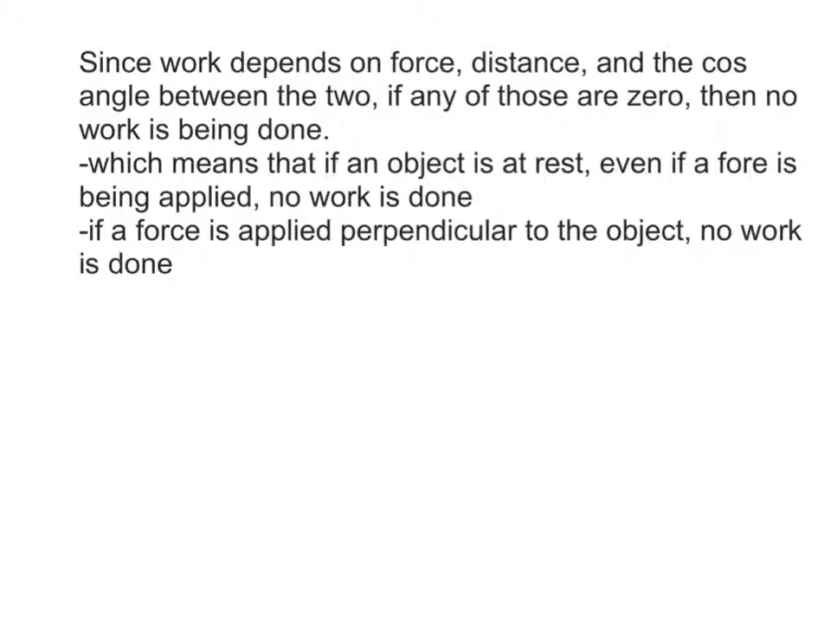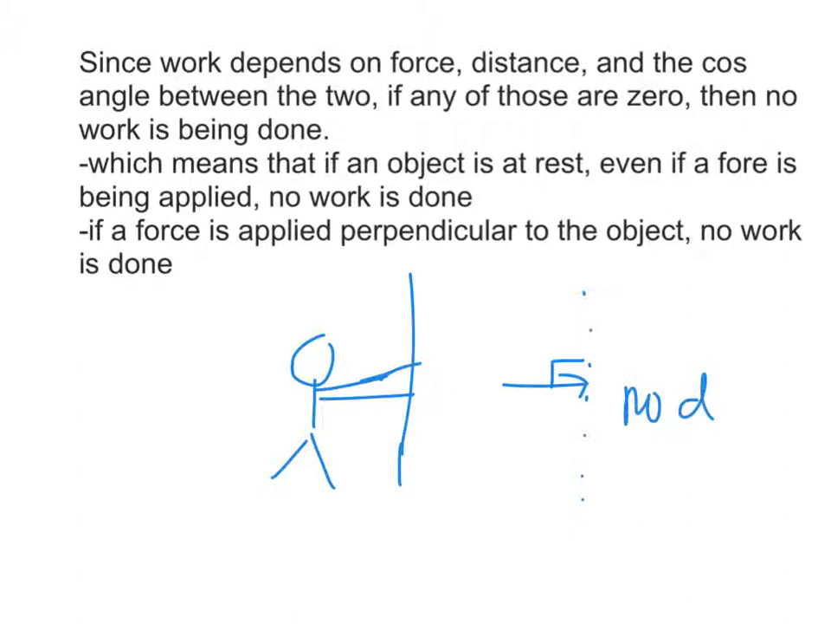And then because the cosine of 90 degrees is 0, any force applied perpendicular to the object will do no work. So again, that goes with me pushing into the wall. If this is the wall, I'm pushing on it and it's not moving. Not only is that force perpendicular to the wall, but there's no motion. So for two reasons, perpendicular force and no distance, there's no work being done if I push on the wall.